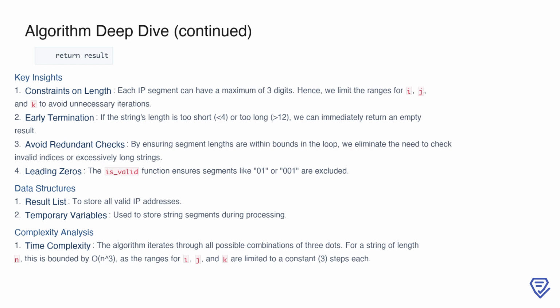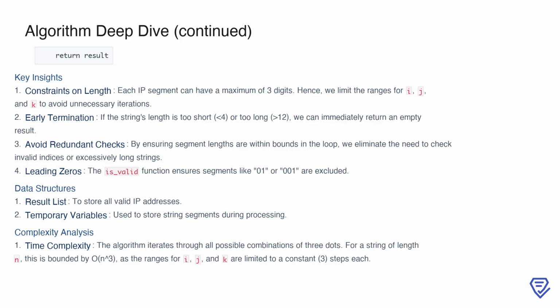The is_valid function also ensures that segments with leading zeros, such as 01 or 001, are excluded. By structuring the algorithm in this way, we eliminate redundant checks and focus only on viable candidates. The result list is used to store valid IP addresses, and temporary variables manage the current segments during processing.